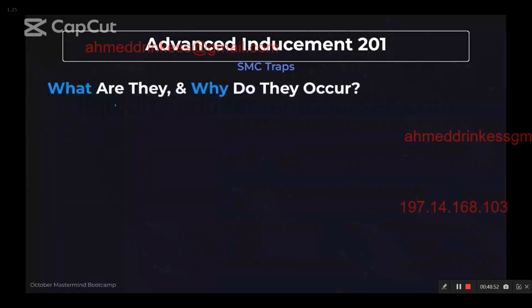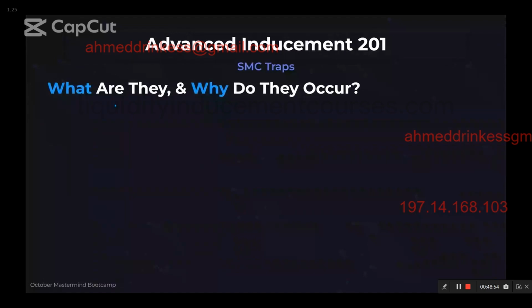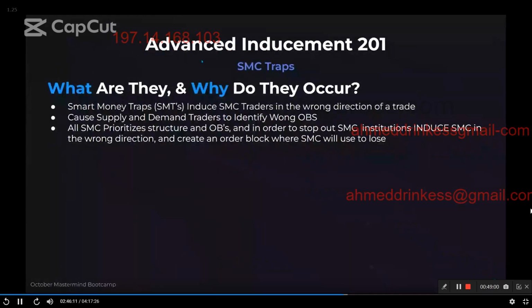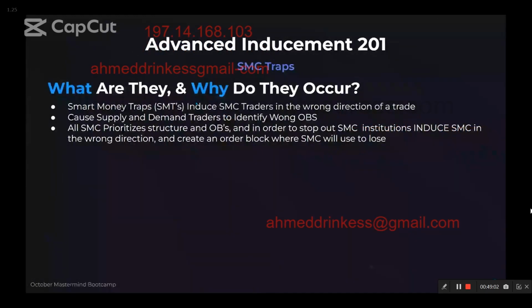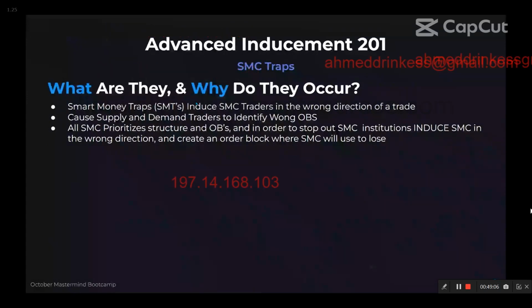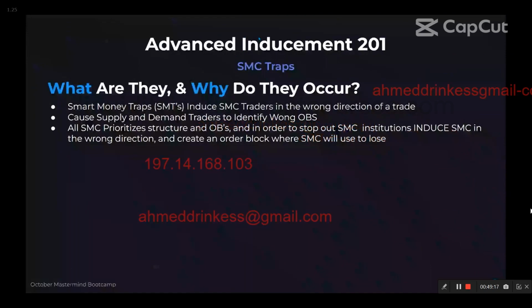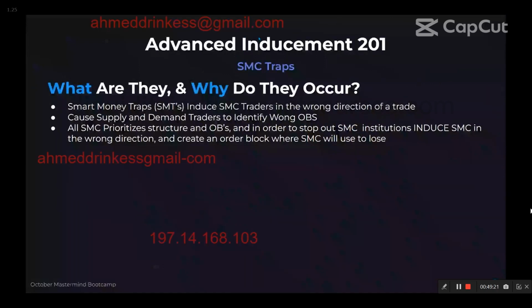What are they, and why do they occur? Smart money traps, which we consider SMT, induce SMC traders in the wrong direction of the trade, and they appear to be structurally supported order blocks that are not correct. They're not order blocks just lying at liquidity, which everyone appears to think. Those are just order blocks that have no relevance. Smart money traps are the structurally supported order blocks that appear to be right when they are completely wrong.